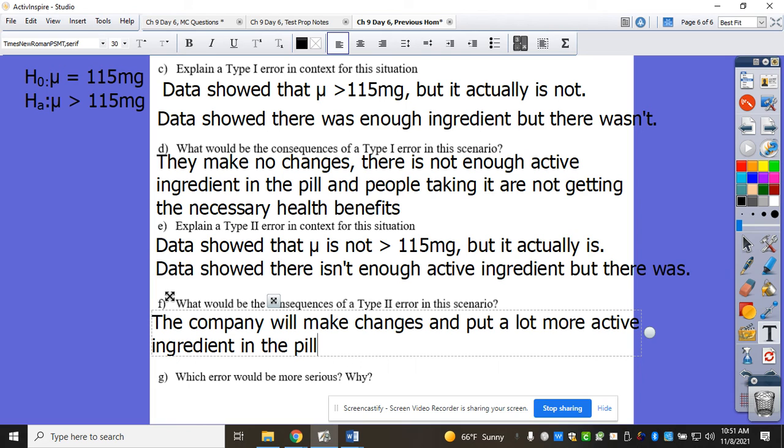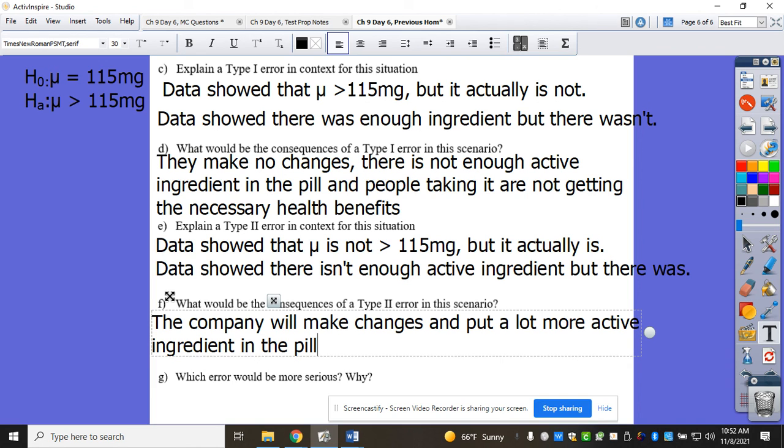All right, so two different directions here. Some people are going to take this to the extreme and say the company is going to put too much active ingredient, and now the people are getting health issues because they're getting too much. There's nothing wrong with that. Some people are going to say the company is going to make changes and put more in there than they should, so the company is losing money because they're supplying extra active ingredient that doesn't need to be there. Those are two completely different consequences, but it's still the exact same thing because you're taking it in the direction you're supposed to and going with what happens out of it.